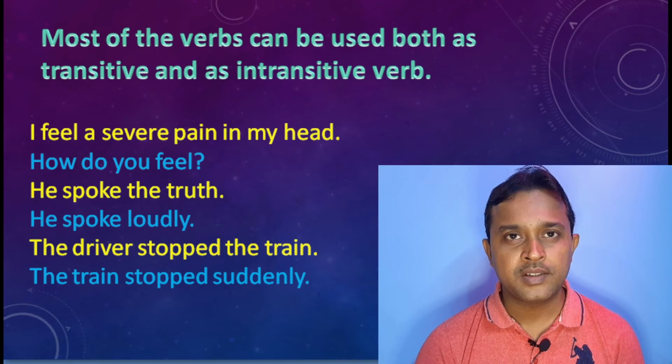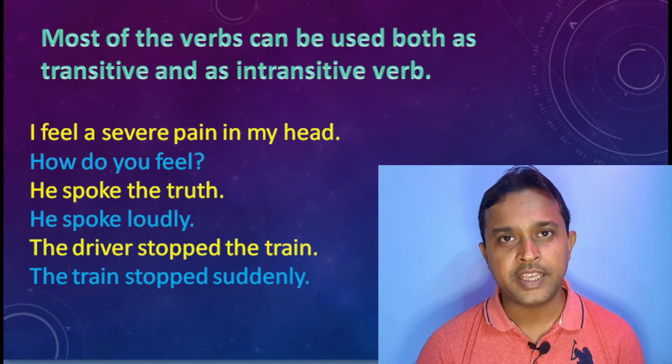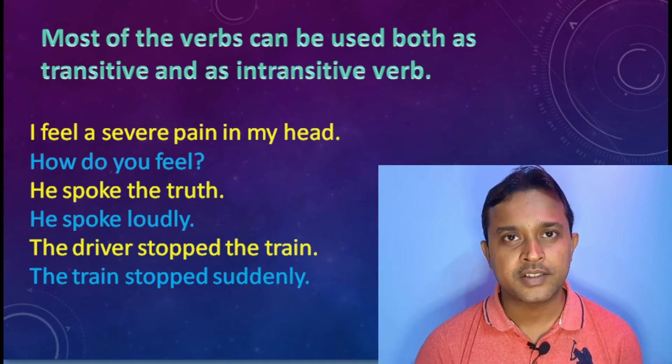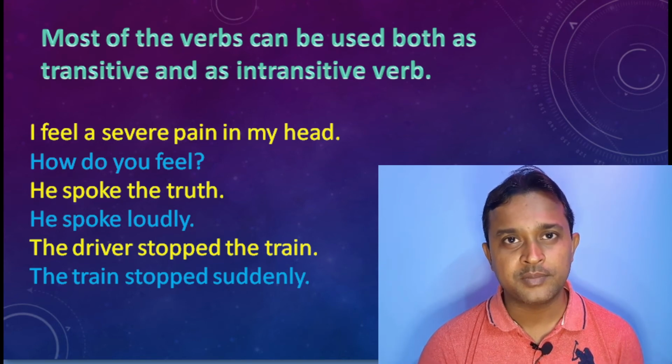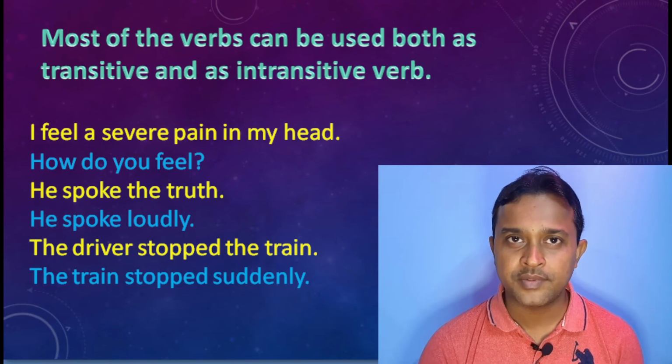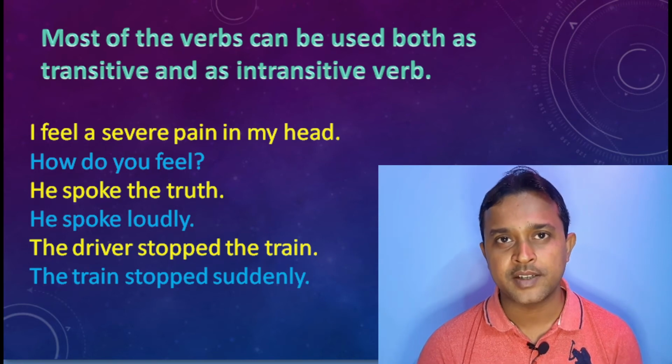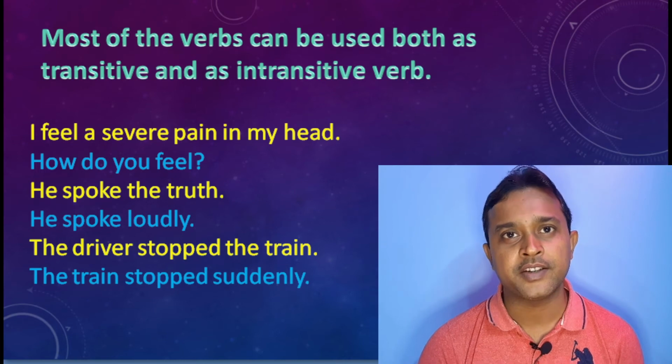I feel a severe pain in my head. Here, the verb feel is followed by an object, a severe pain. And how do you feel? Here, the verb is not followed by an object. Therefore, in the first example, the verb feel is a transitive verb, and in the second example, it is an intransitive verb.